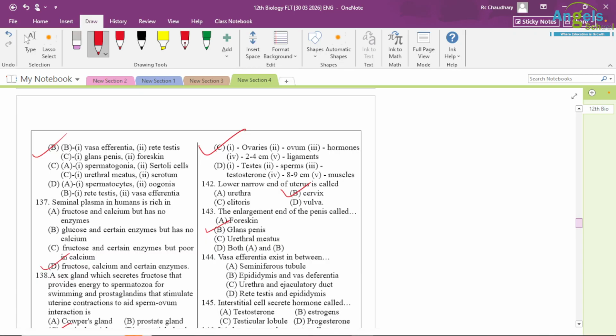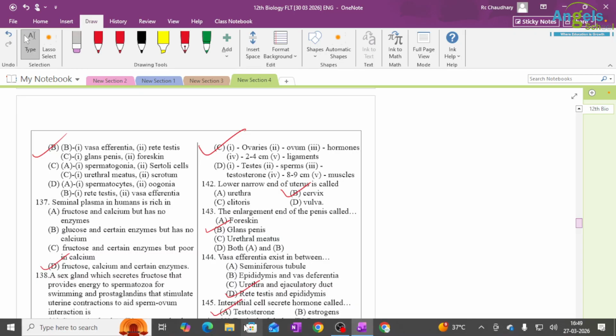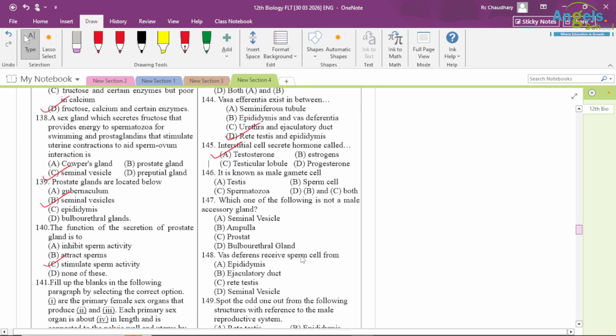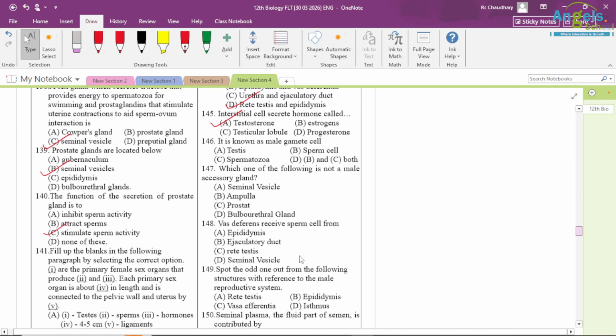Option B is correct. Vasa efferentia exists in between rete testis and epididymis. Interstitial cells secrete the hormone testosterone only. It is known as the male gamete cell. Okay, the sperm cell and spermatozoa both are male gametes. Option D is correct.